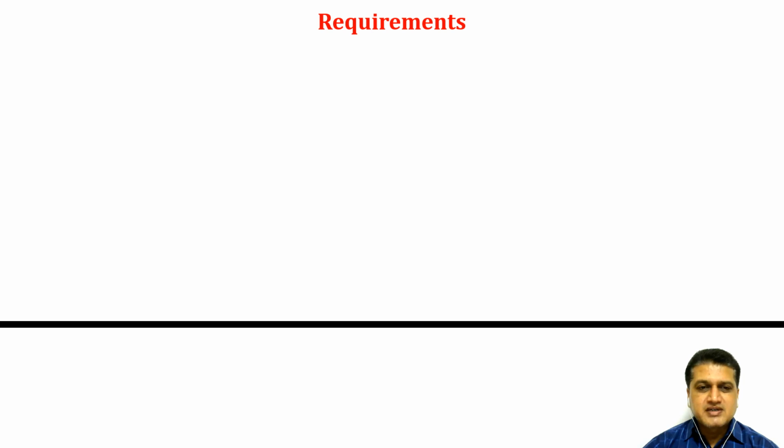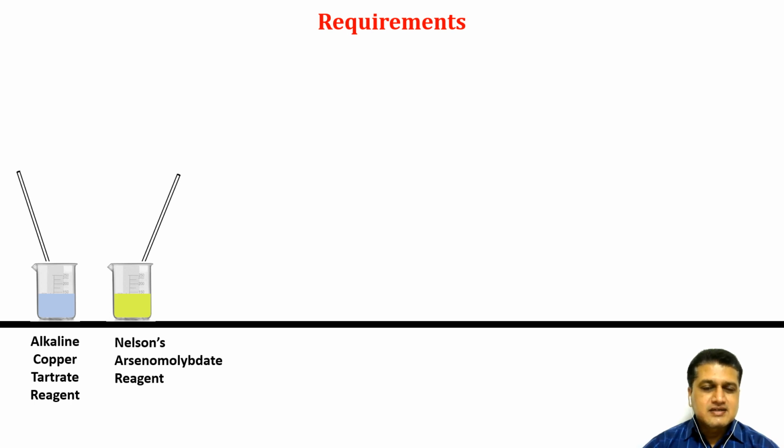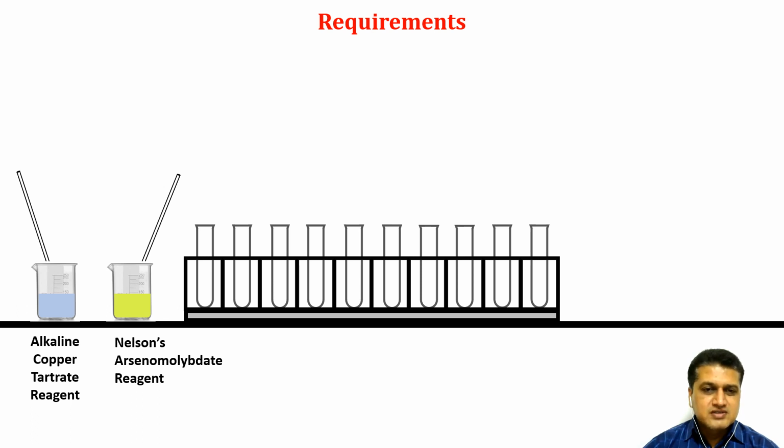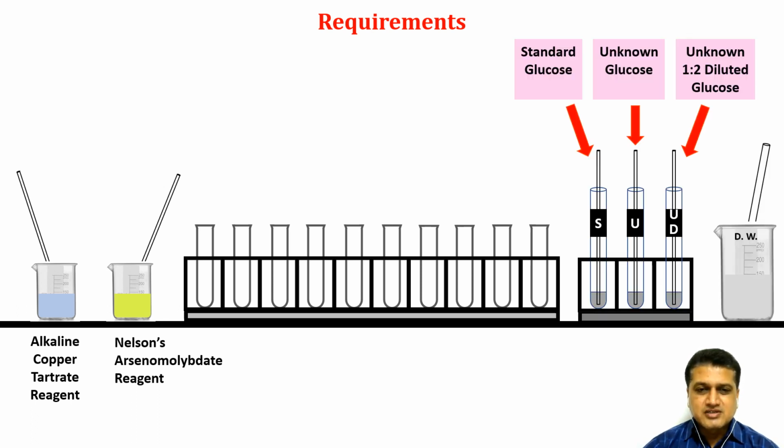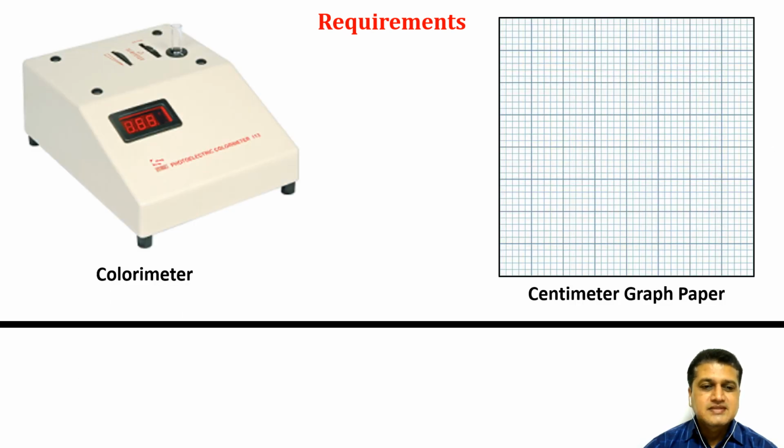Requirements for this experiment are alkaline copper tartrate reagent, Nelson's arsenomolybdate reagent, properly washed 10 test tubes of at least 10 ml volume capacity, 3 samples such as standard glucose sample, unknown glucose sample and unknown 1:2 diluted glucose sample, distilled water, 1 ml and 10 ml glass pipettes, colorimeter or spectrophotometer and centimeter graph paper.